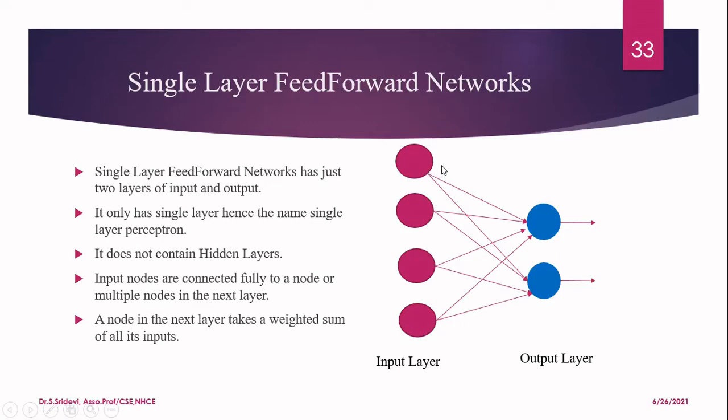If you consider, the input layer has so many input nodes. All these nodes will be fully connected to the nodes in the next layer. That is nothing but the output layer. And a node in the next layer will take the weighted sum of all the inputs. If you consider this blue color node, it is receiving input from 4 nodes in the previous input layer. You have to consider the weighted sum of all the 4 inputs. In addition, we'll be considering the bias also.